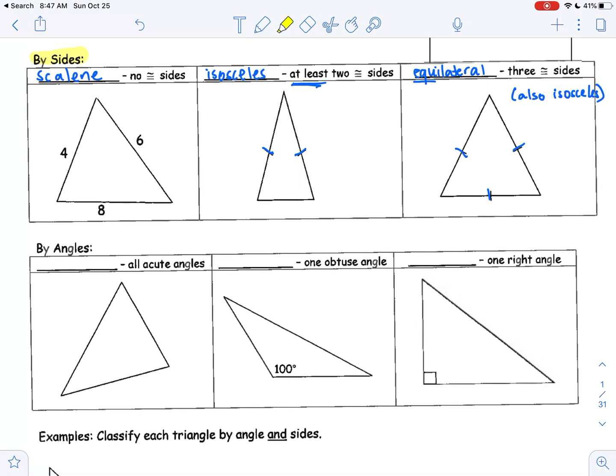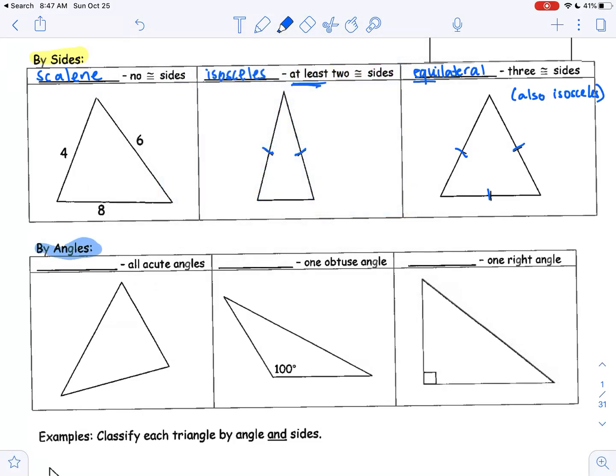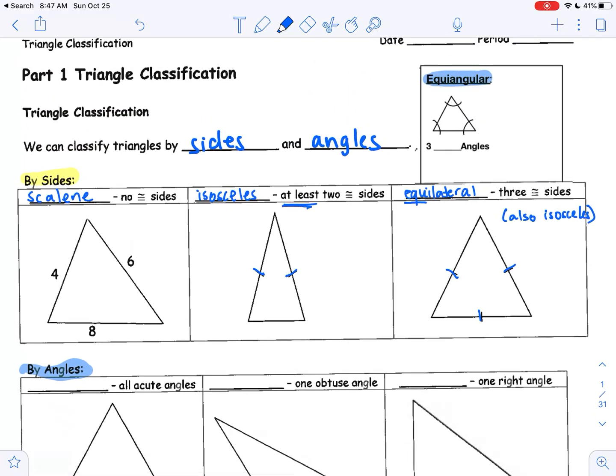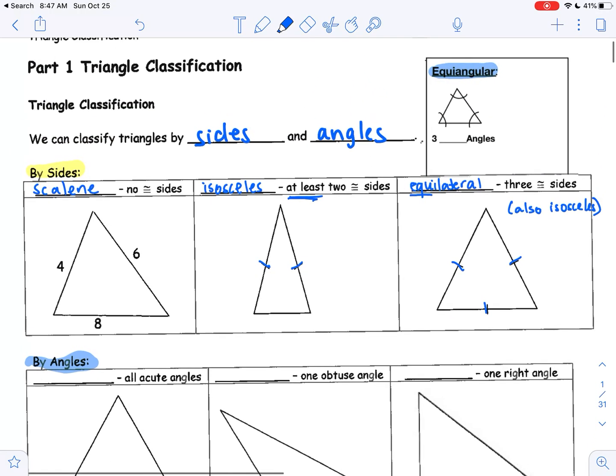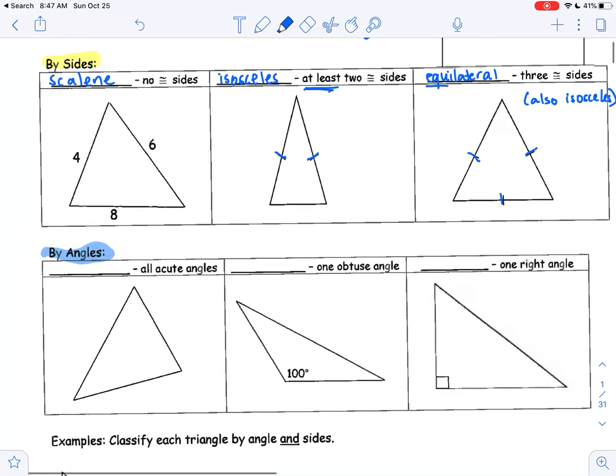So now down to classification by angles, which I'll highlight in blue. This classification has 3 here, as well as a fourth description, which is up on top. It didn't fit, so I just squeezed it up on top.